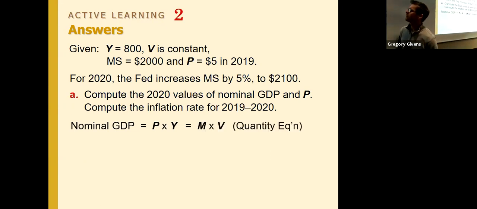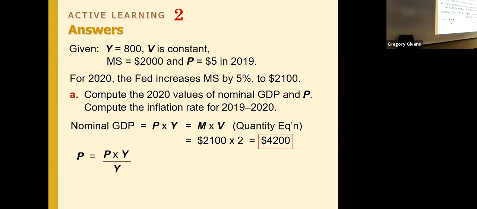So, okay, where do we start here? The quantity equation tells us that M times V is equal to P times Y, right? So for 2020, M times V should be 2,100, that's the money supply, times velocity of 2, which is what we found in the previous exercise. Remember, velocity stays constant over time here. So if M times V is equal to 4,200, then that means nominal GDP should be 4,200, right?